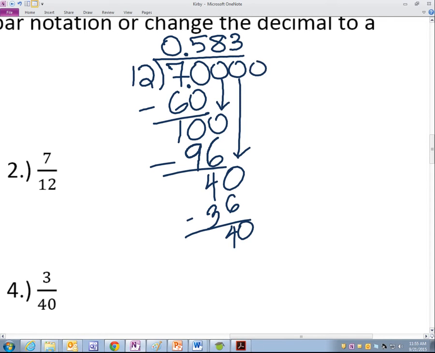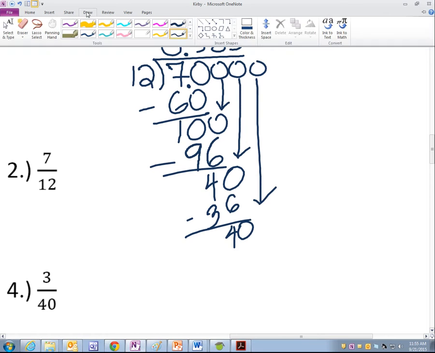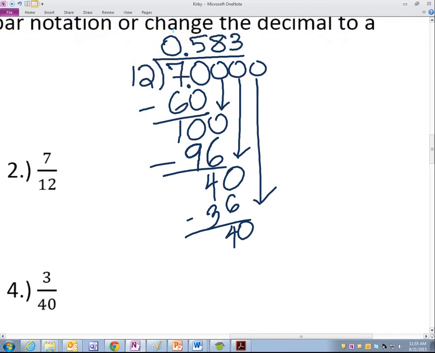Oh boy. I see something that's repeating itself. That tells me something that I gotta do.